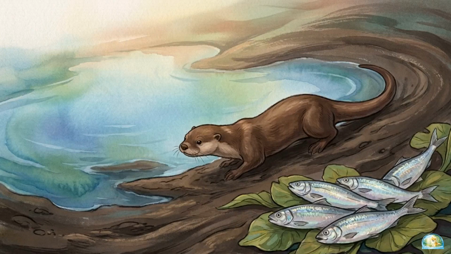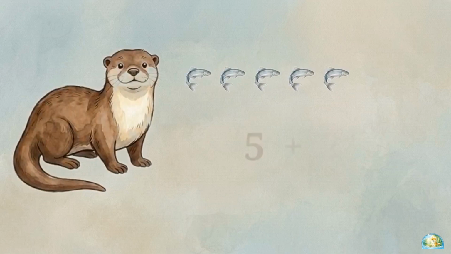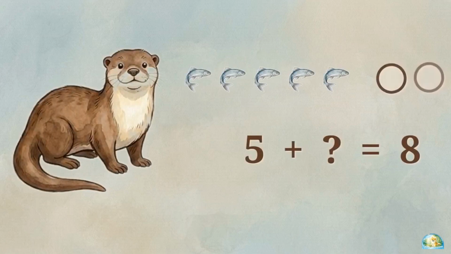Finally, Sedge arrives at the catch count bank. To finish the journey, Sedge needs a total of 8 fish, but has only caught 5. Apply this strategy to the tally chart. Ask, 5 plus what makes 8?